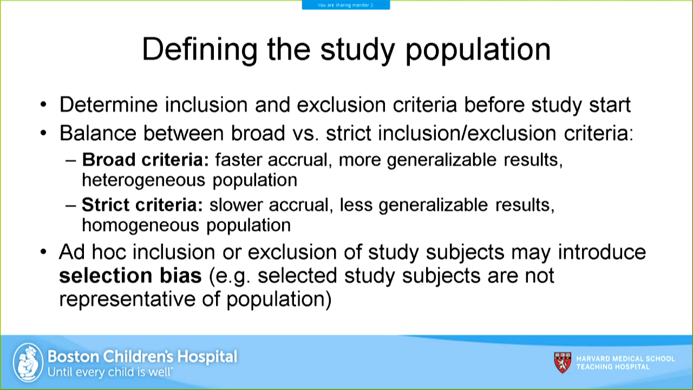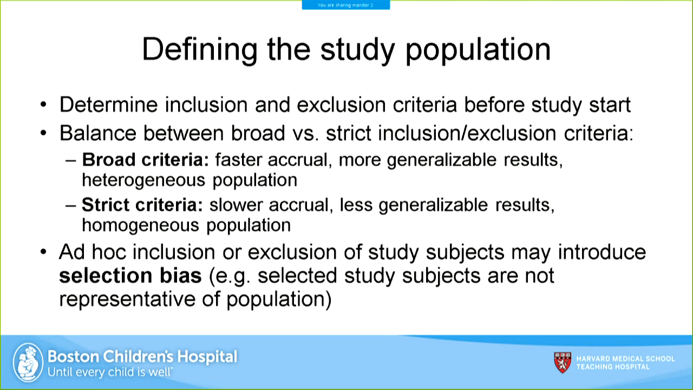So with defining your inclusion and exclusion criteria, generally there's a balance between broader, more general inclusion versus a very restricted set of inclusion criteria. So if you have broad criteria, you're going to be able to accrue your subjects more quickly. Since you're looking at a broader population, the results are more likely to be generalizable. But you're going to end up with a more heterogeneous population when you go analyze it. So if the treatment was only effective in one subpopulation, having a heterogeneous population may dilute that treatment effect that you're looking for.